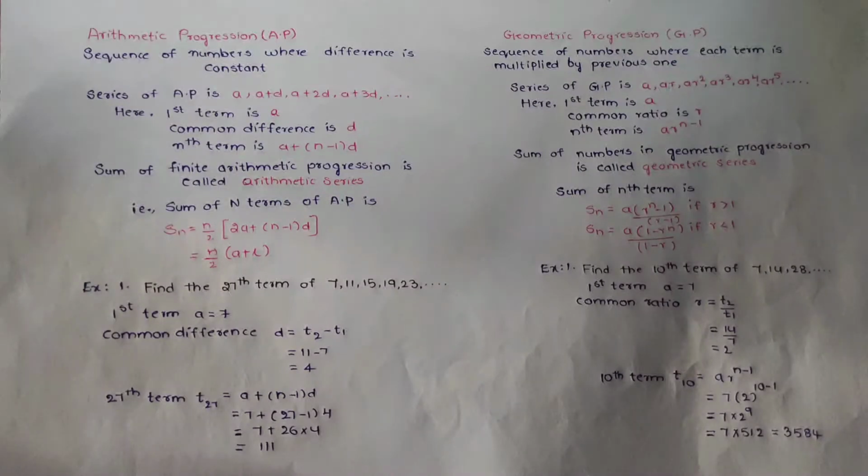Now, in order to find the 10th term, we are going to use the formula ar to the power n minus 1, and in the place of n we will substitute whichever term is asked in the question.